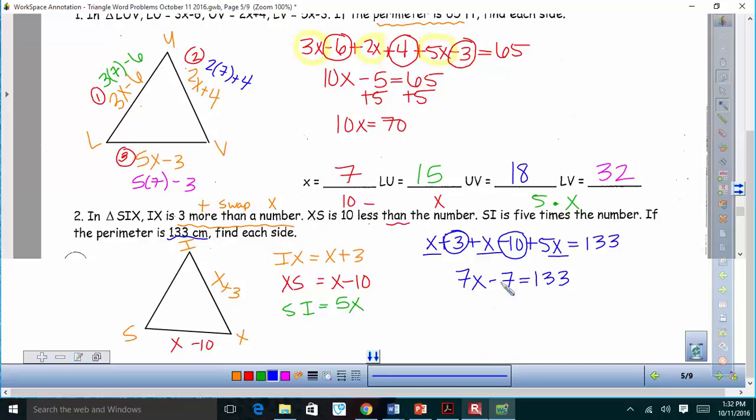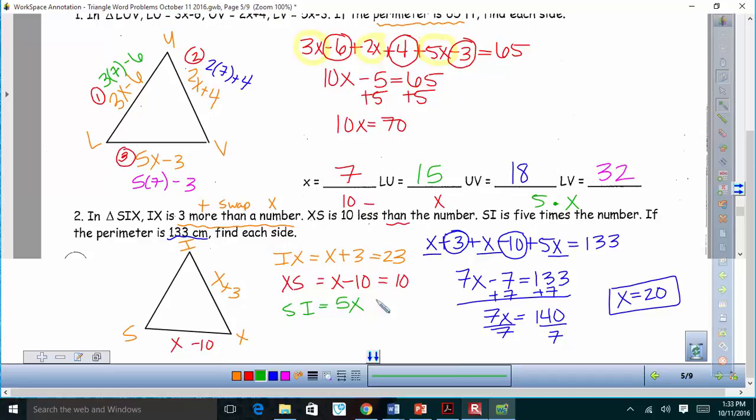Then from here we're just going to solve for x. So what do we do first? Add 7 to both sides. That gives me 7x equals 140. We divide by 7, and x equals 20. Very good. Then to find each side, we just plug in that 20. So this would give me 20 plus 3 is 23. This one would give me 20 minus 10, which is 10. And this one would give me 5 times 20, which would be 100.